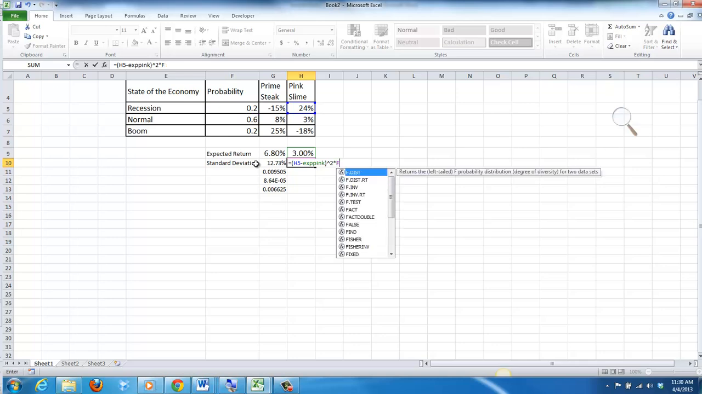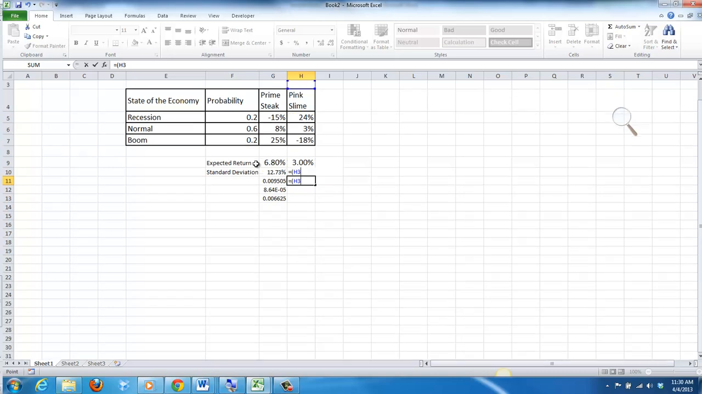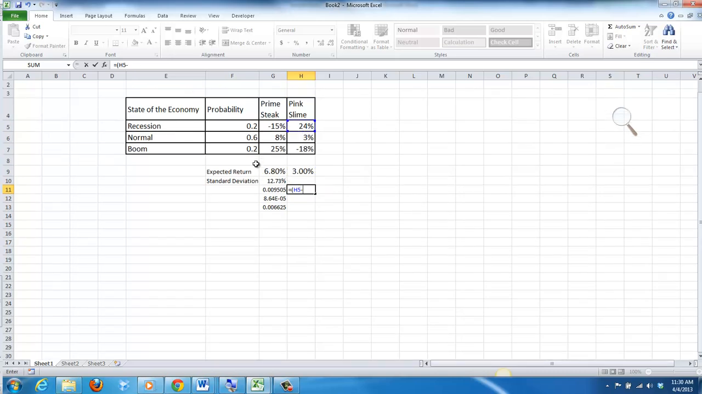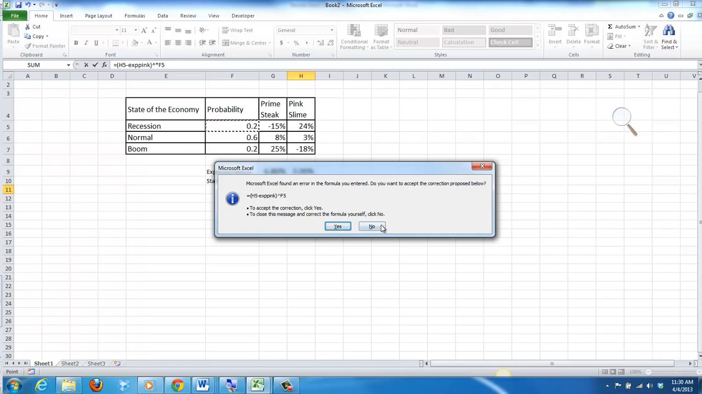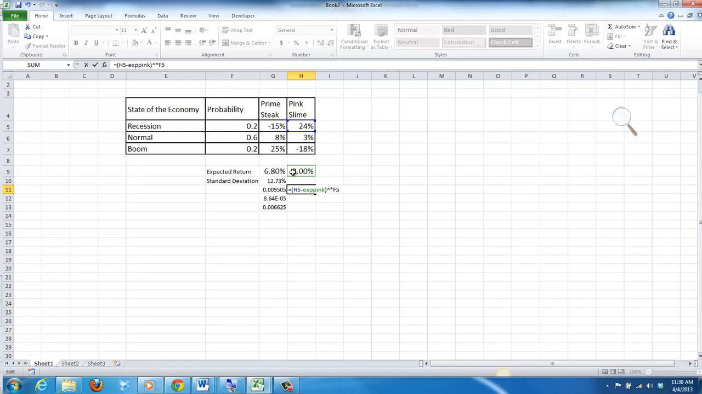Oops, need to redo that. So it's 24 minus the expected return of 3%, squared, multiplied by the probability in that state of the economy. Oops, sorry. There you go. Again, I'm going to pull this down. So it just does it for 3% and 18%.